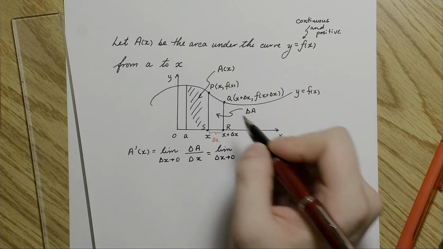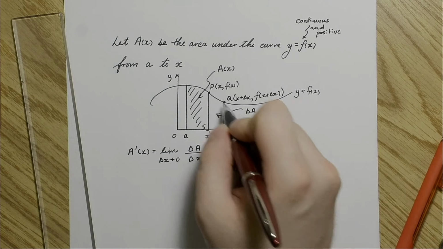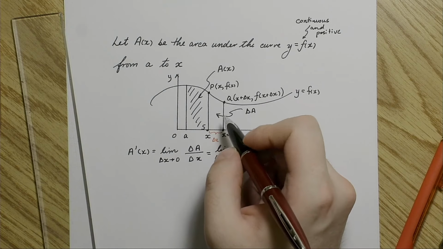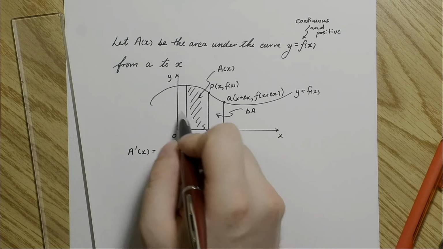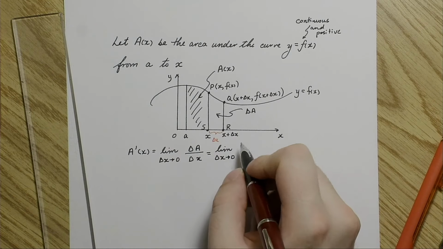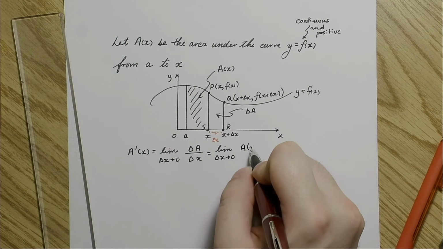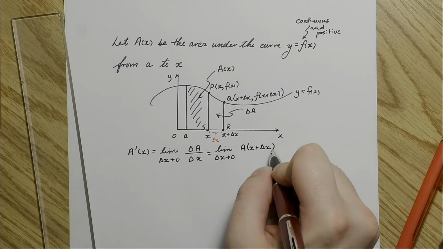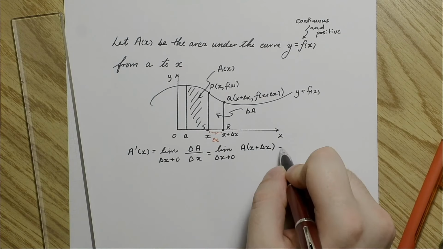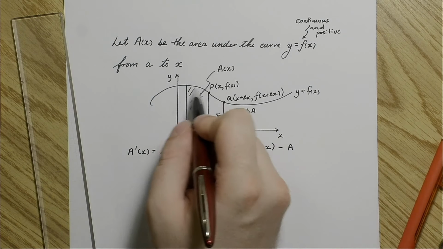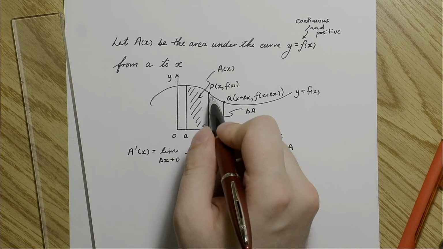And what is this difference between here? It's all the area up to this point, and then we subtract all this area up to here. So it's going to be all the area up to x plus delta x. So all the way up to here, minus up to this point. So right here.